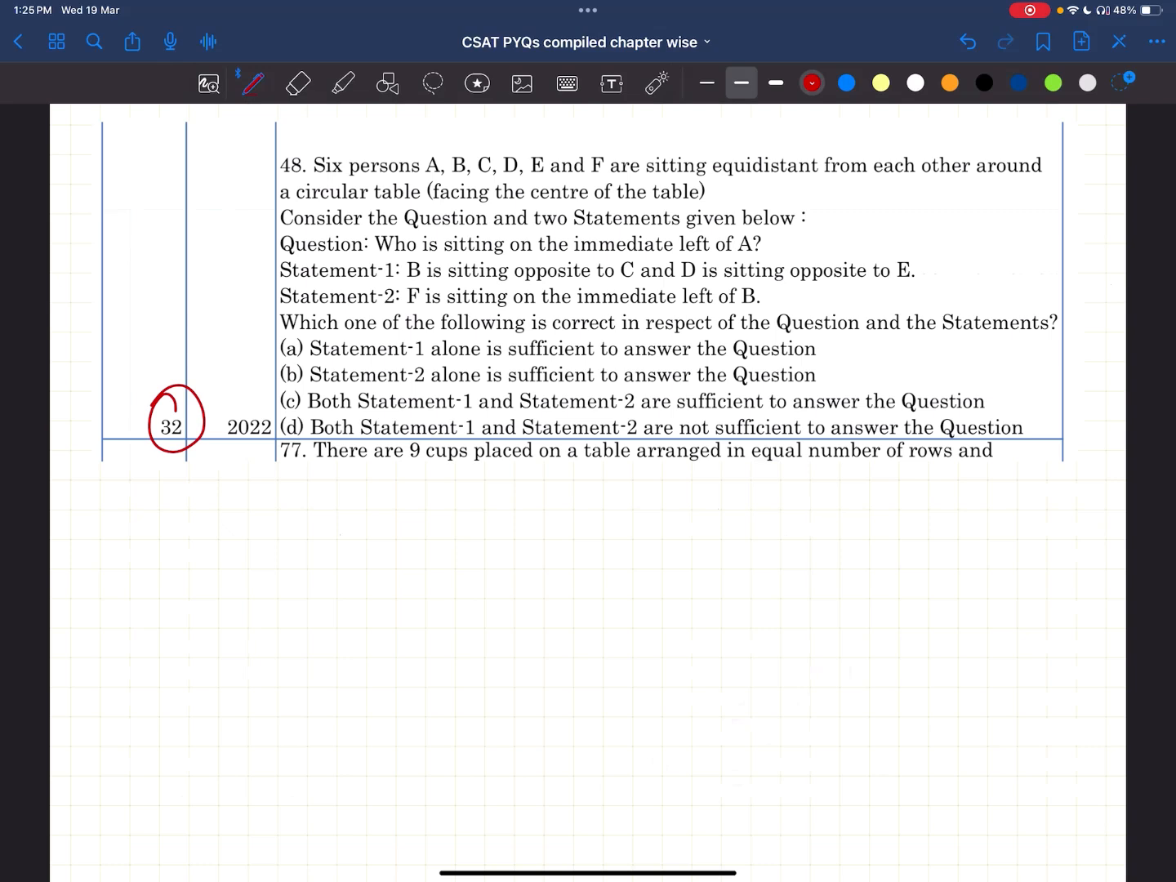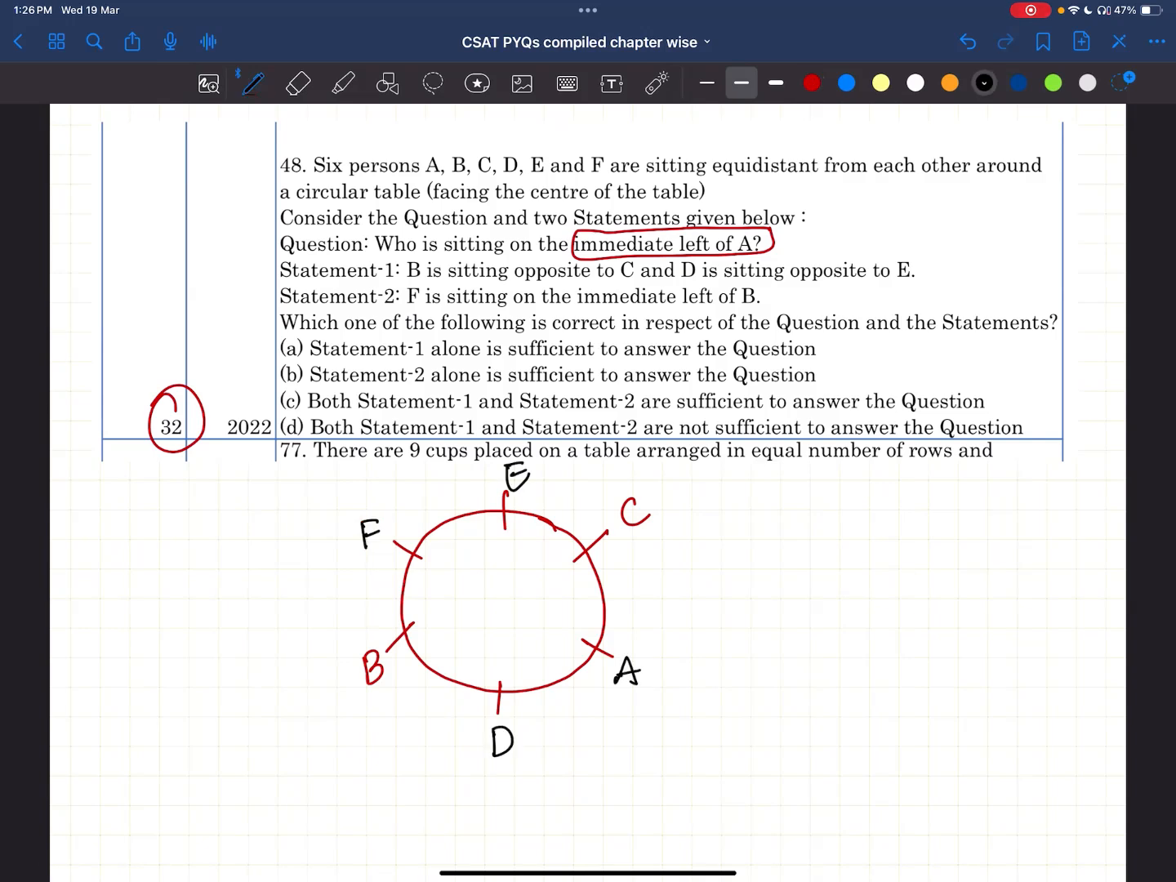6 persons A, B, C, D, E, and F are sitting equidistant from each other around a circular table. Consider the question and two statements given below. Who is sitting on the immediate left of A? Statement 1: D is sitting opposite to B. Statement 2: F is sitting on the immediate left of B. Immediate left will be this point, right? The remaining will be A.